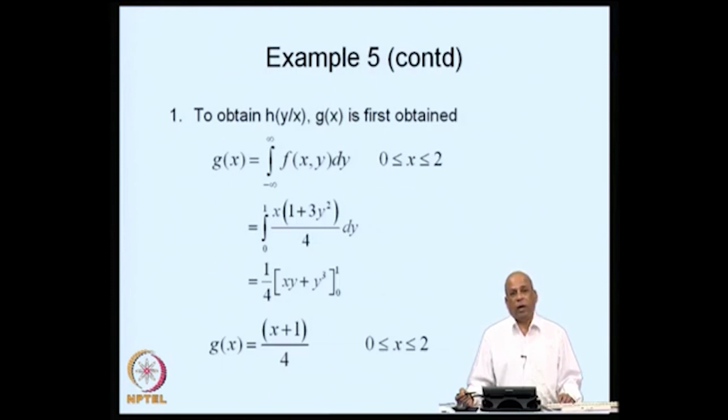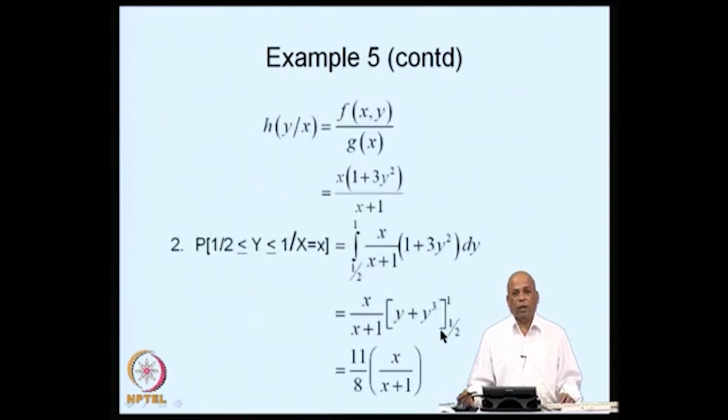First, to obtain h of y given x, recall that the definition of h of y given x is f of x comma y divided by g of x, for g of x strictly positive. So, first we need g of x. We obtain g of x from the definition: from minus infinity to plus infinity, we integrate over y the joint density function, and we obtain g of x as x plus 1 divided by 4 over this region. And then we get h of y given x as f of x comma y over g of x. So, this is h of y given x.